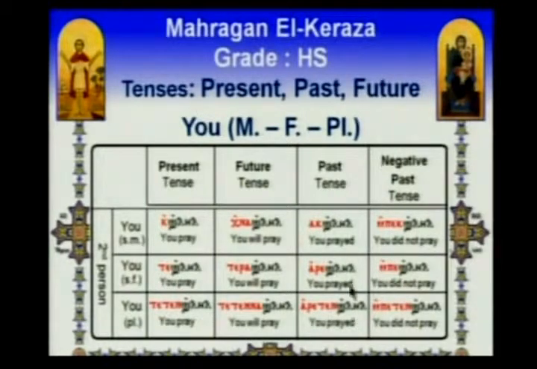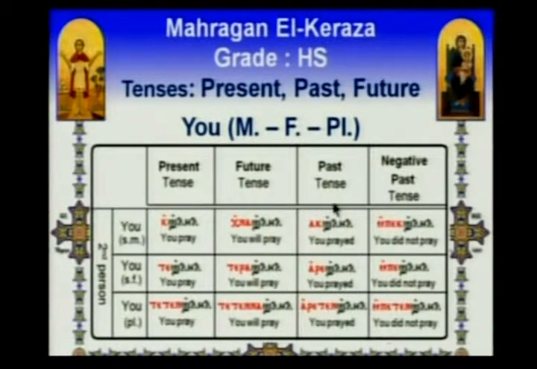The past, as we said before, they all start with a, with the alpha. But when you are talking to a boy, telling him you prayed, it is ak eshlil. For the girl, it is are eshlil. For plural is aretain eshlil.